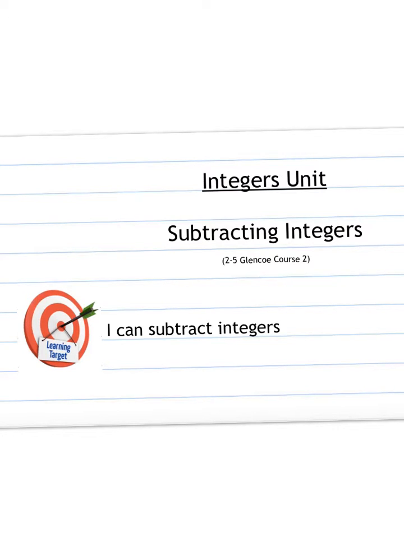Hello, 6th graders. We are on 2-5 from our textbook, which is on subtracting integers. And our learning target today is I can subtract integers.